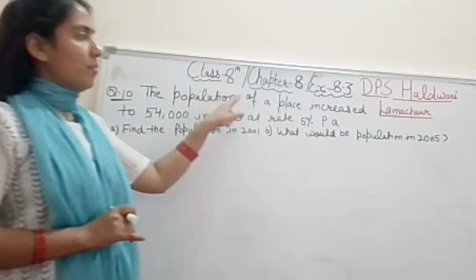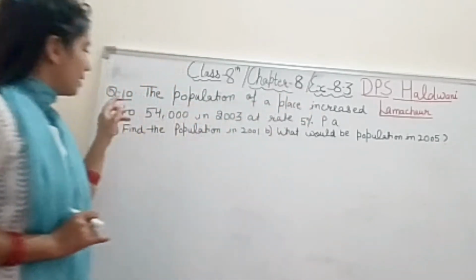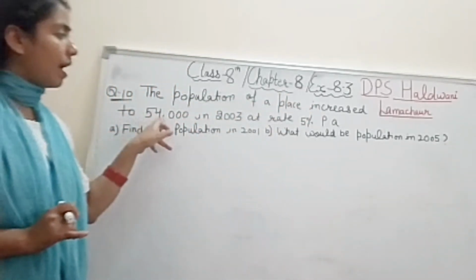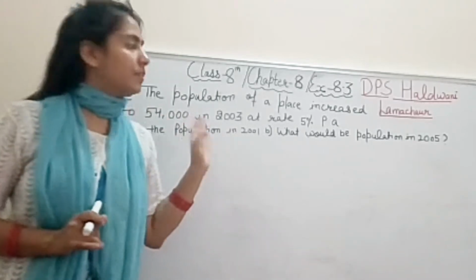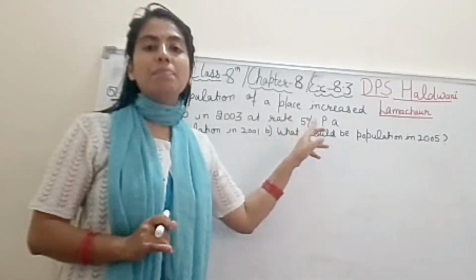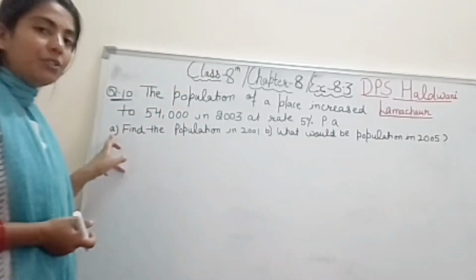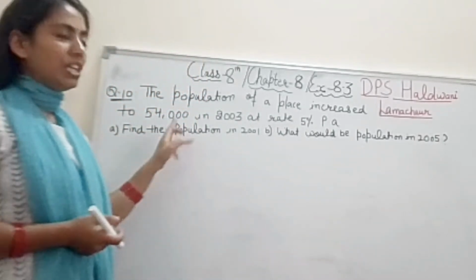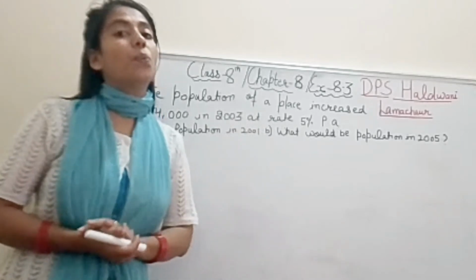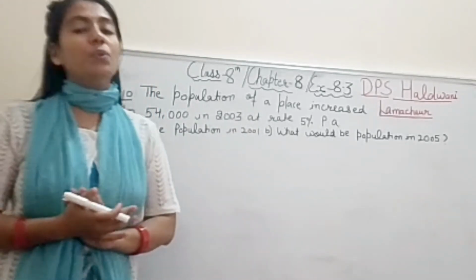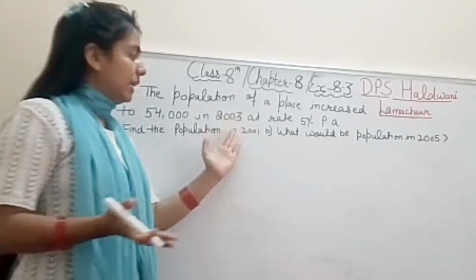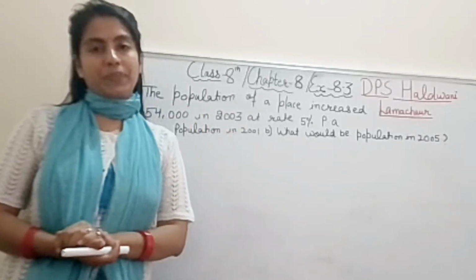The population of a place increased to 54,000 in 2003 at the rate of 5% per annum. In part A, you need to find the population in 2001. Means you have to find out what the population was in 2001.